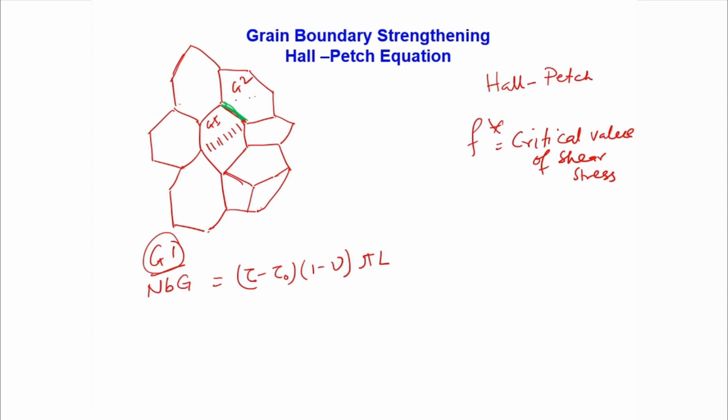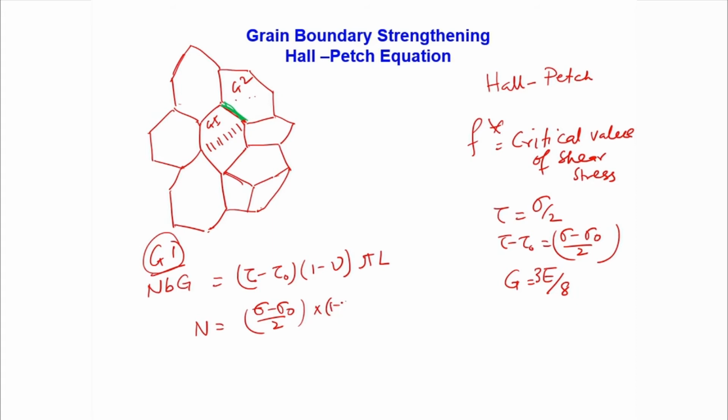And you know, shear stress tau caused by any tensile or compression stress is given by sigma by 2. This is standard solid mechanics, all of you have read about it. So therefore, I can write down tau minus tau 0 is sigma minus sigma 0 by 2, right, very easily. Am I clear? And also you know that shear modulus G can be related to elastic modulus by 3 E by 8 in a metallic material, that we know. So therefore, we can write down n is equal to what? This is sigma minus sigma 0 by 2 multiplied by 1 minus nu multiplied by pi L divided by b into 3E by 8, right.